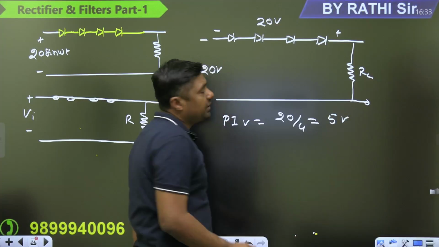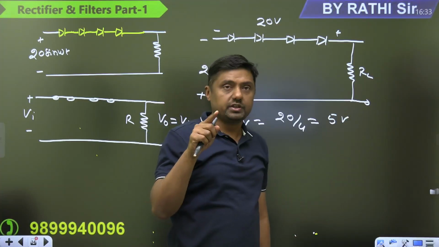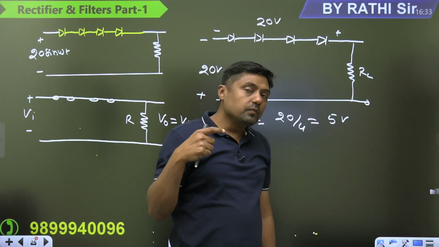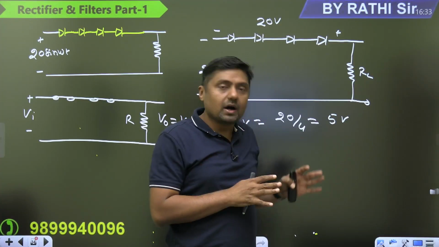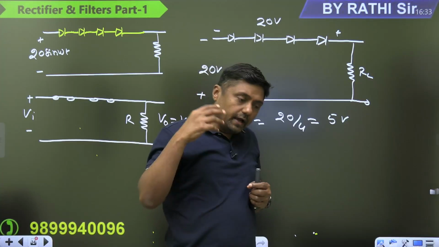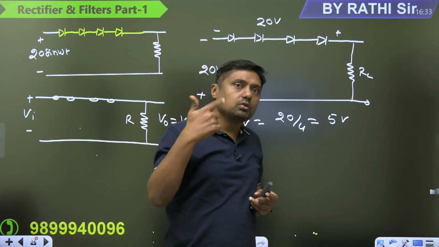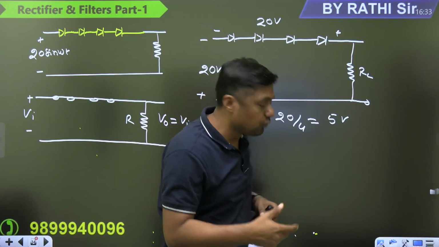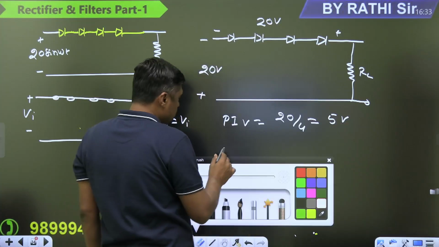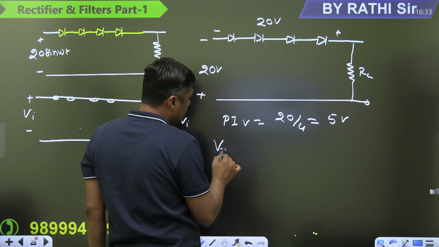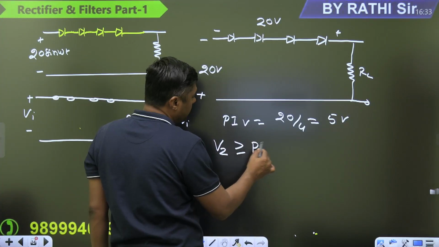What is the voltage appearing across the single diode? 5 volt. Yes. Now you will go to market and ask the shopkeeper to give me 4 diodes, and the breakdown voltage should be greater than what? 5 volt. Always remember, the breakdown voltage means VZ should be greater than or equal to PIV.